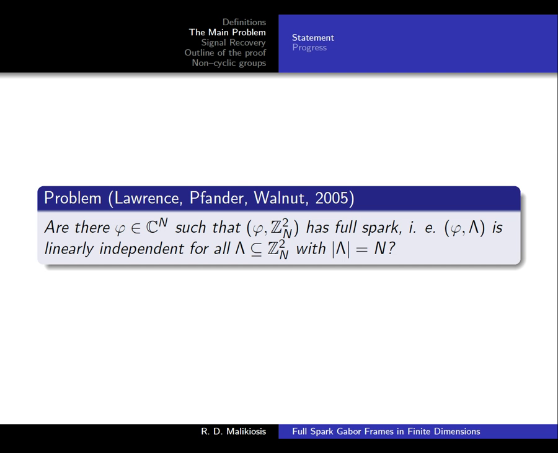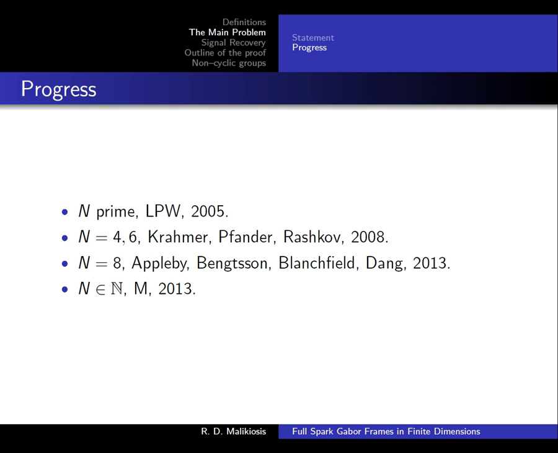So this can be thought of as the discrete version of the so-called HRT conjecture, which is still open, but that is about L2 functions on the real line. Briefly, the progress on this conjecture: for n prime, the problem was posed and solved by Lawrence, Pfander, and Walnut. For a few small dimensions it was verified by Kramer, Pfander, and Rashkov. And I'd like to talk about the 8-dimensional case, which was actually a SIC-POVM in 8 dimensions that didn't have any linear dependencies. It was proven by Appleby, Bengtsson, Blanchfield, and Dang. That was how I got introduced to this problem, by Professor Bengtsson, actually. We will see the proof for all n, regardless of prime or composite, and an explicit construction of window functions that give you full spark Gabor frames.